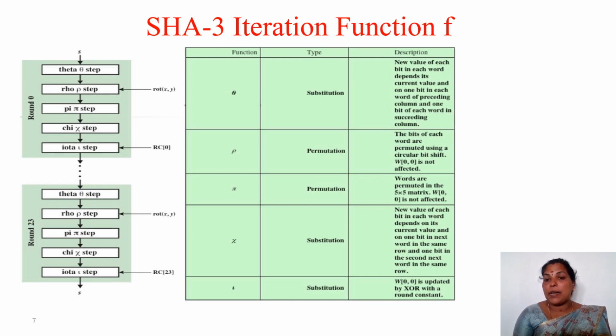Word W[0,0] is updated by XOR with a round constant. Iota means here we are updating with a round constant. So totally we have 24 round constants here, and we are applying these functions in each round. Each round consists of 5 steps: the theta step, rho step, pi step, chi step, as well as the iota step. In the iota step we are XORing the word with the round constant.